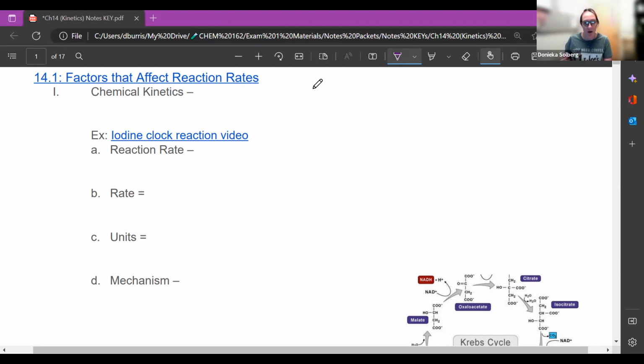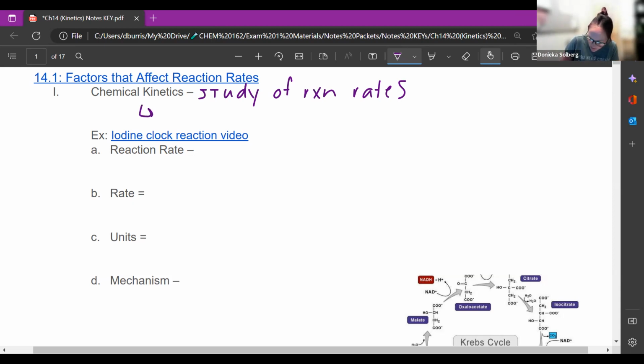So what is chemical kinetics? Essentially a study of reaction rates, which I kind of already mentioned. You will see me abbreviate reaction as RxN often. This can also be used to shed light on how reactions happen, like their mechanism, because most reactions actually aren't one step. There's usually multiple steps that have to occur. So we'll get to mechanisms later in the unit.